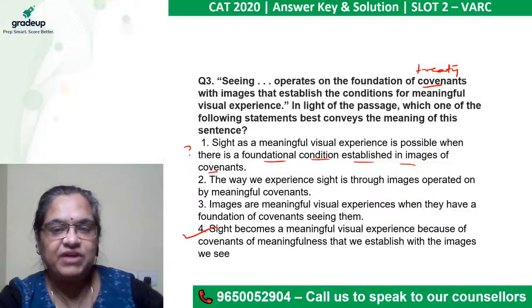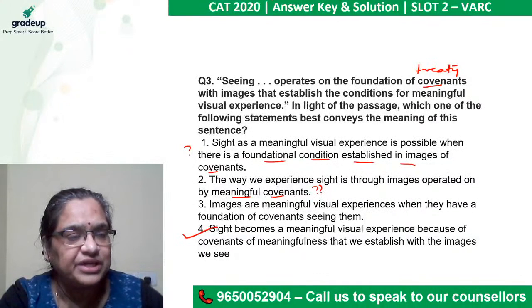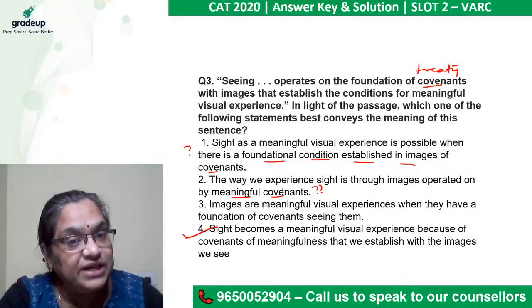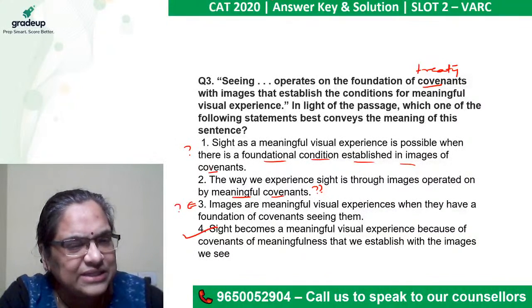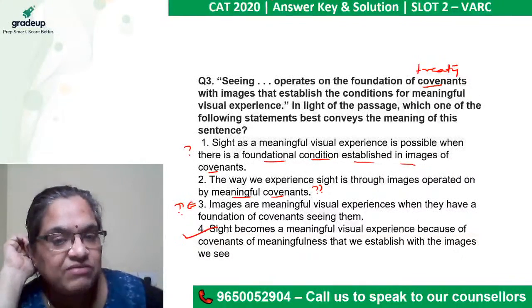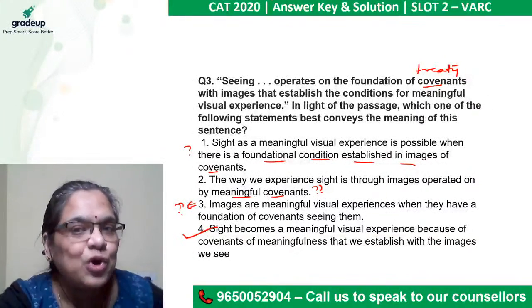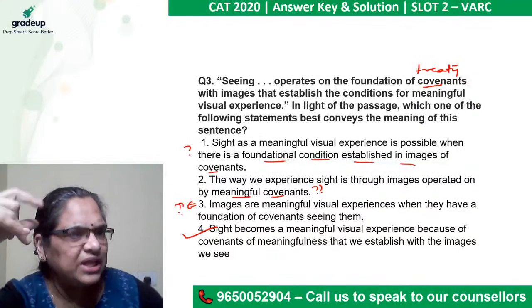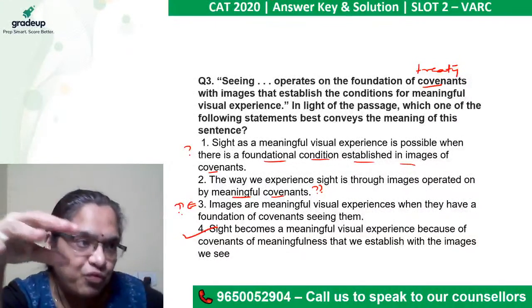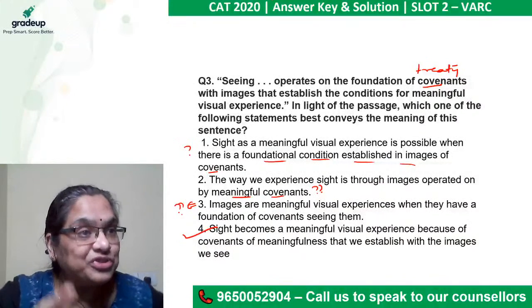First is wrong. Second, the way we experience sight is through images operated on by meaningful covenants. What meaningful covenants? Images are meaningful visual experience when they have a foundation of covenants seeing. Many students said this was the right answer. What does the answer actually mean? That images become meaningful experiences when they have a foundation of covenant seeing them, or sight itself is based on the connection. Don't think of the word covenant, think connection with images, and this connection and these images form the basis of our understanding, form the basis of a meaningful visual experience. So the answer for 3 is 4.